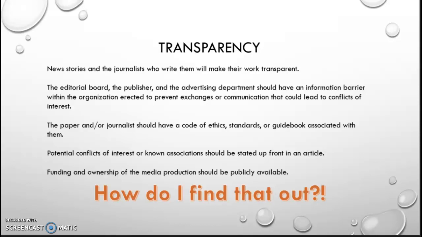For example, if you go to CNN.com and you pick an opinion or an editorial article that's been posted, the first thing they will do is tell you who the author is, what their affiliation is, so that there's transparency as to where this person's viewpoints might be coming from. Also, funding and ownership of the media production could be publicly available.